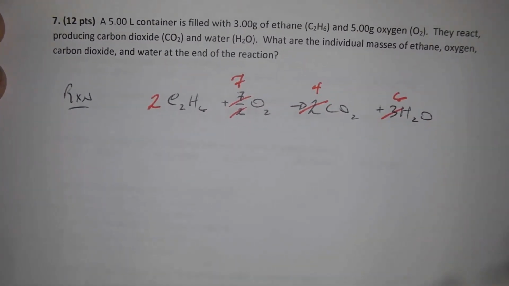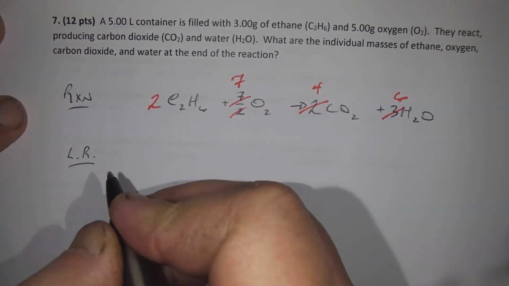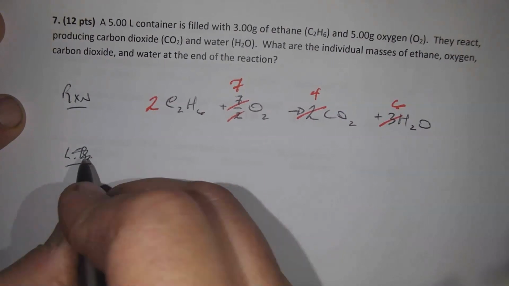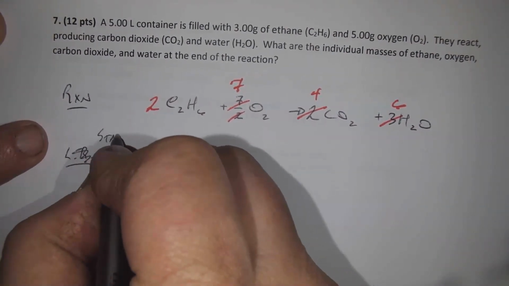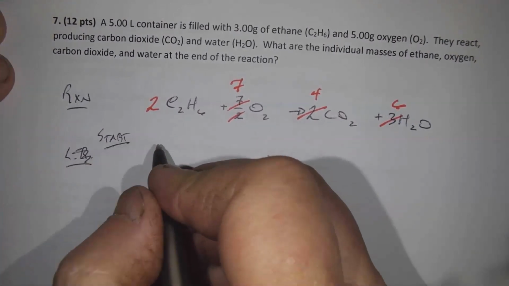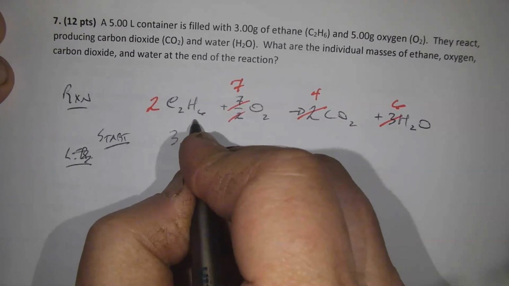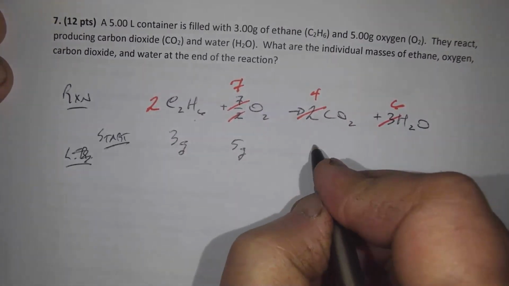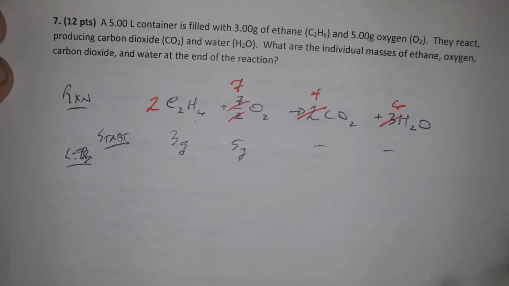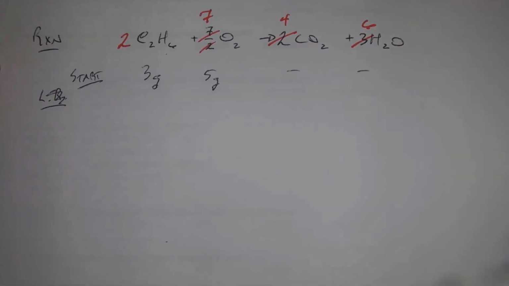Alright, at this point it's a limiting reagent problem. And, well, you know what? Let's just start off a little table. So at the start of this reaction, I have 3 grams of the ethane, and I have 5 grams of the oxygen, and I have neither of those products. And now we're going to kind of jump down a little bit. Maybe we'll preserve this as a table going forward.